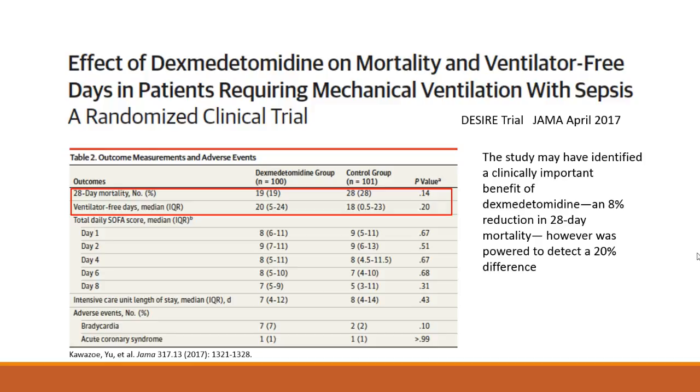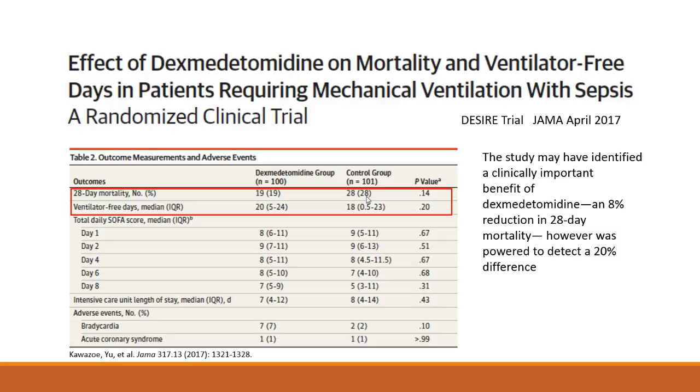A little statistical quirk. If the control group mortality is 28%, a 20% reduction of 28% is 7%. They showed more than a 7% reduction. If you look at it, 19% as opposed to 28%, that's 9%. That's more than 7. You quoted 8%, I think, as a reduction in mortality. Both are greater than 7.